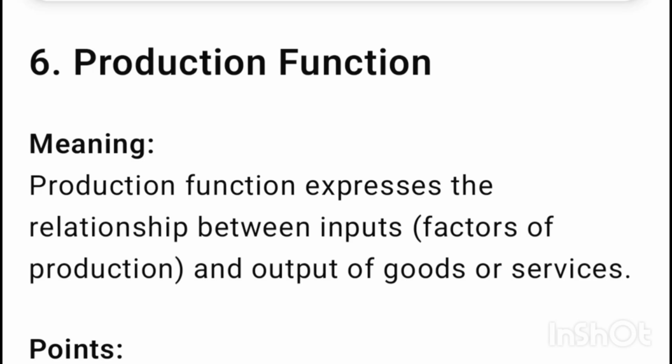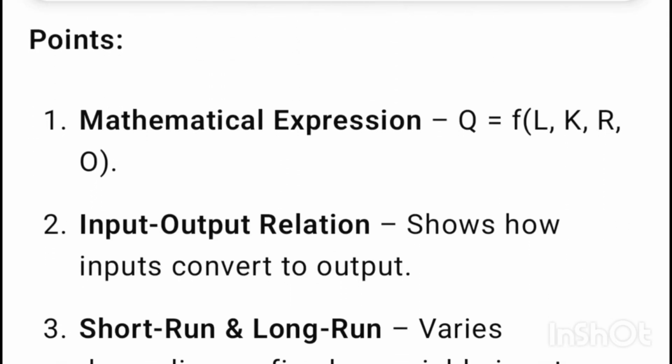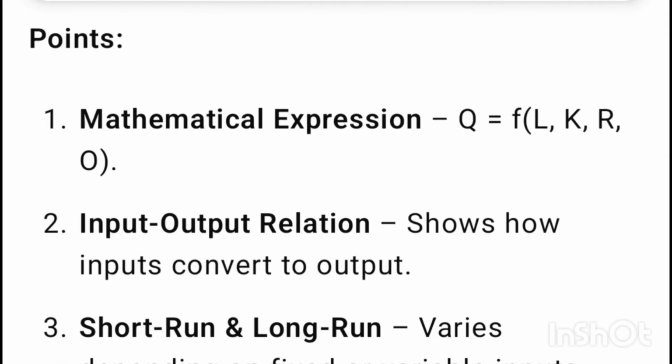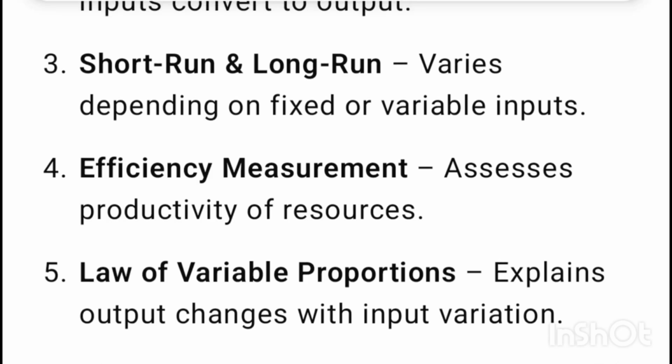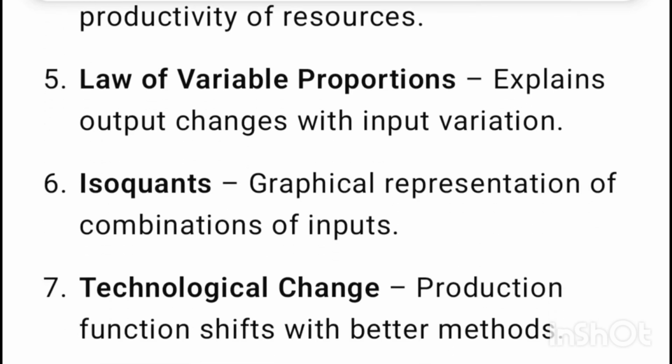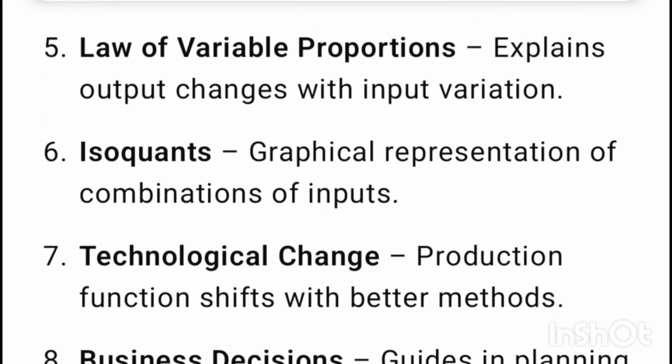Number 6. Production function, meaning. The production function expresses the relationship between inputs, factors of production, and output of goods or services. Points. 1. Mathematical expression: Q equals f(inputs). 2. Input-output relation shows how inputs convert to output. 3. Short run and long run vary depending on fixed or variable inputs. 4. Efficiency measurement assesses productivity of resources. 5. Law of variable proportions explains output changes with input variation.